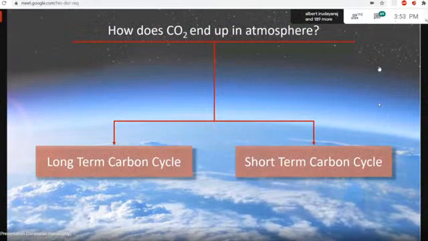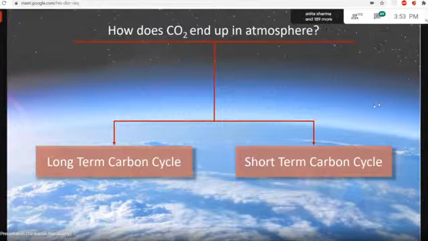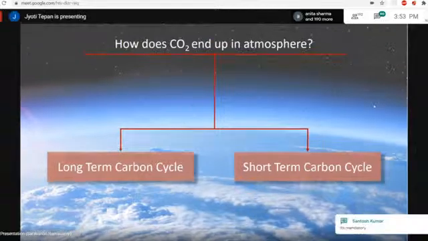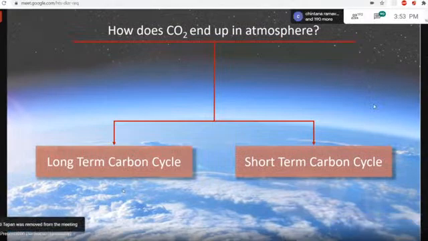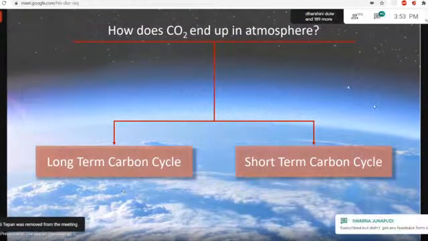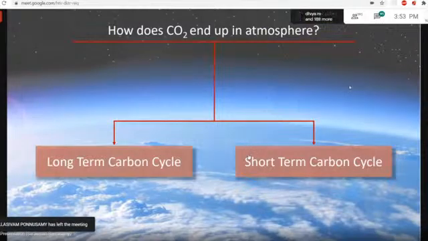There are two ways carbon dioxide enters into the atmosphere. That's called carbon cycles. The first one is a long-term carbon cycle. The second one is a short-term carbon cycle. We'll look at both of them before we discuss how humans are interfering with these carbon cycles.